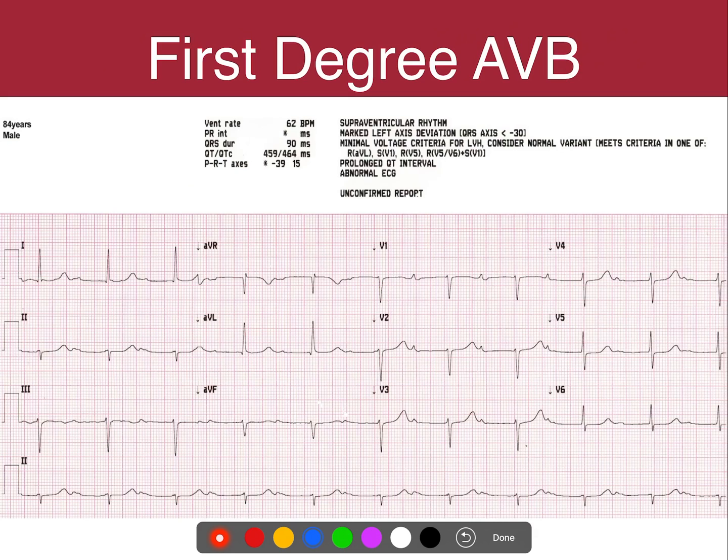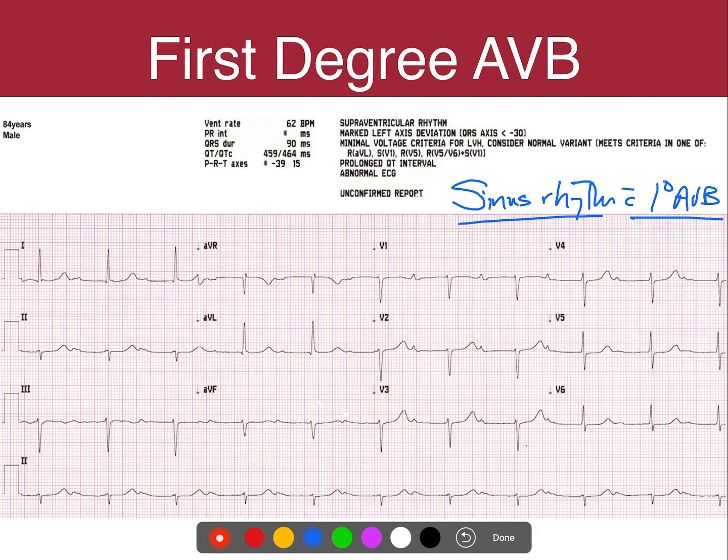Here is a 12 lead of first degree AV block. Now, although we call it first degree AV block, in all completeness, we would call it a sinus rhythm with first degree AV block. Okay, the rhythm is not first degree AV block. The patient has a sinus rhythm along with a first degree AV block.